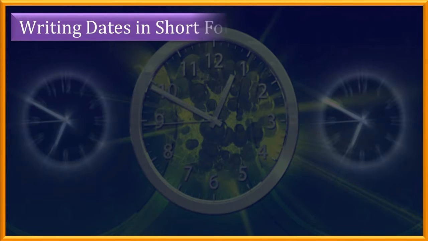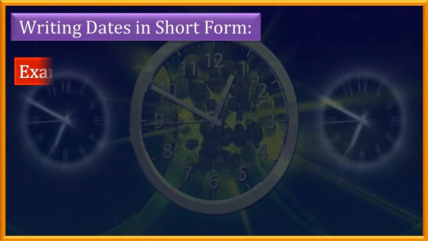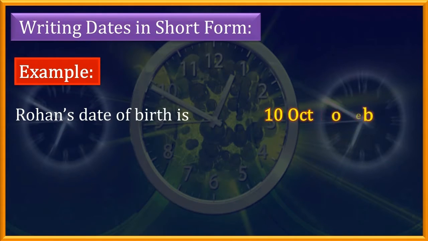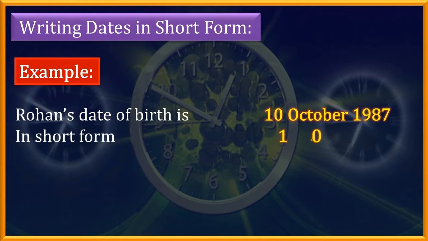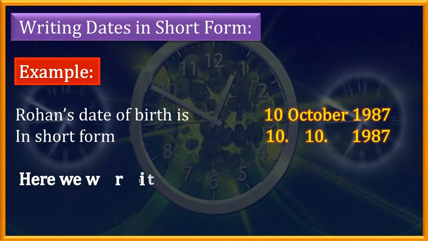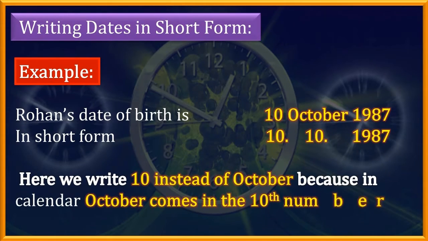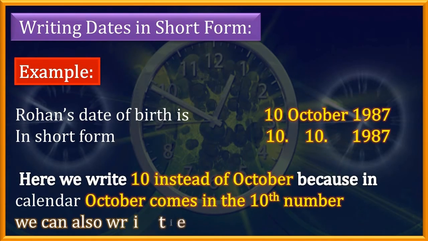Writing dates in short form. We can write the dates in short form. For example, suppose Rohan's date of birth is 10th October 1987. So, we can write it in short form like this. Here, we will write 10 instead of October because in calendar, October comes in the 10th number. We can also write it like this.